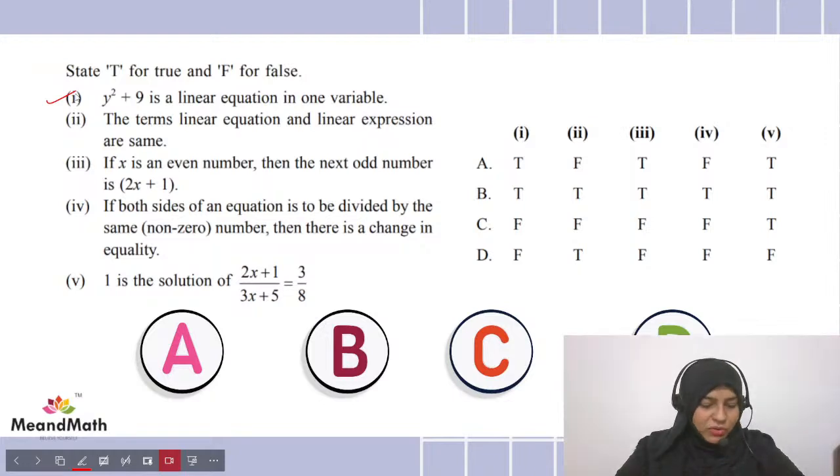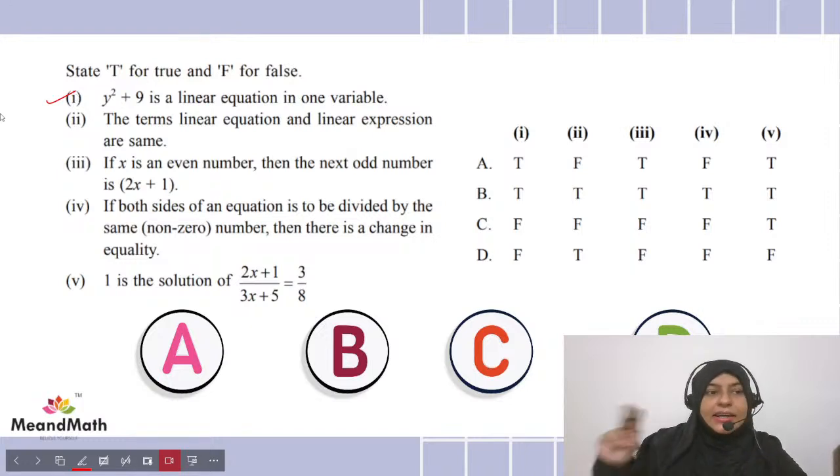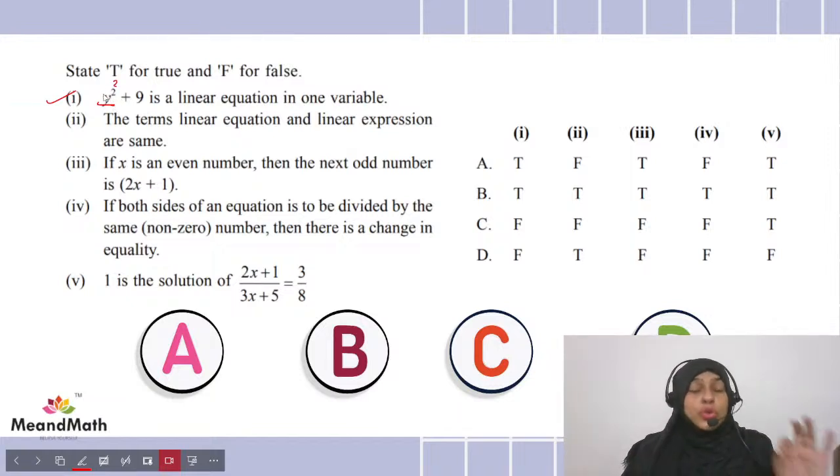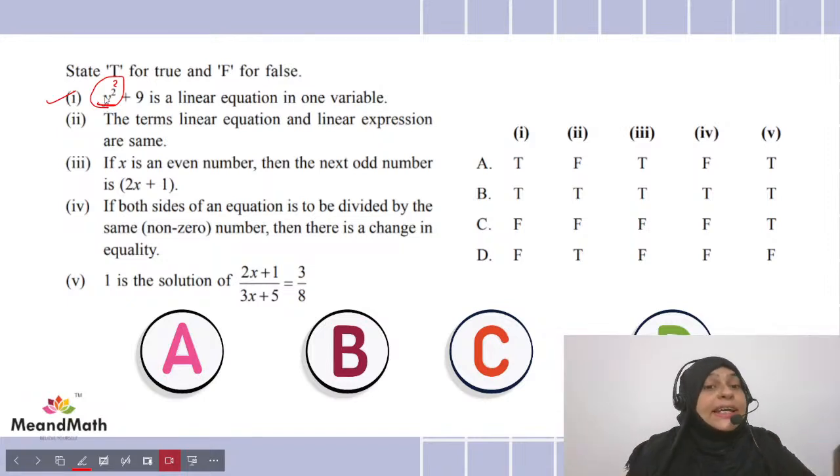That is the highest power, that means the degree of the variable. What is the degree of the variable here? You can see the variable here is y, and the degree of the variable is 2. That means it's not a linear equation. Why? Because the power of the variable is not 1, it is 2.